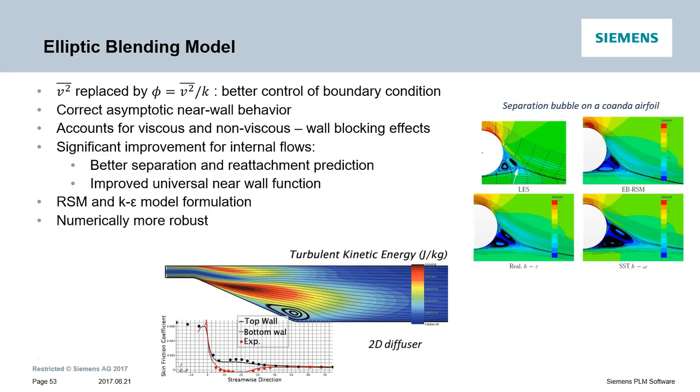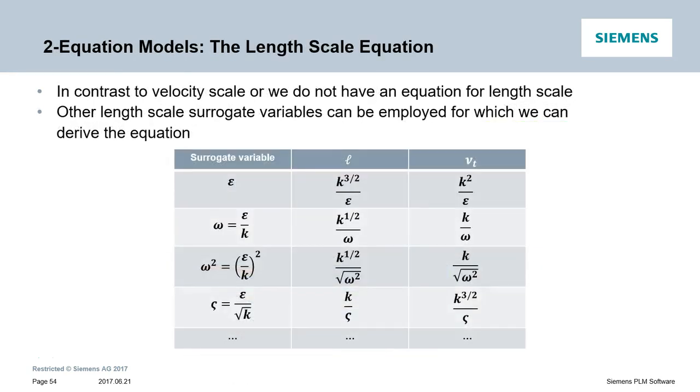And it shows significant improvement for internal flows, predicts better separation and reattachment, and shows improved universal near wall behavior. And this model is available in both the flavors RSM and K epsilon and is numerically more robust. So we have discussed the K epsilon model in detail. Now let's go back to our list of surrogate variables and see if we can try something different.